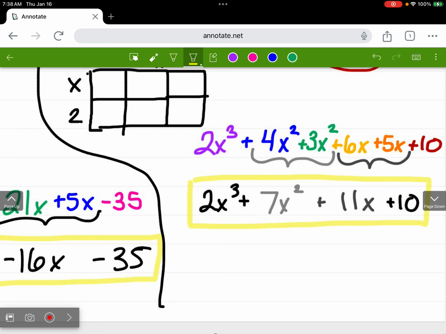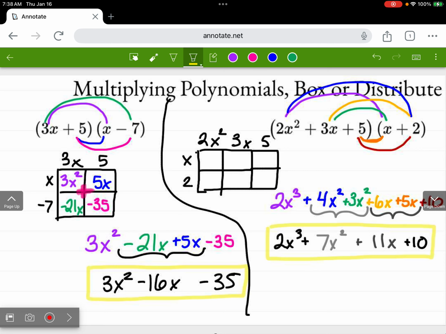Questions on either of these two? So a lot of times we'll be given things where we have two things to multiply like this. Sometimes things are going to get a little crazy. And I'm going to give you a slide that does not want to show up.